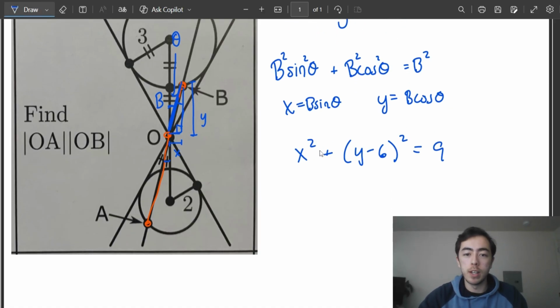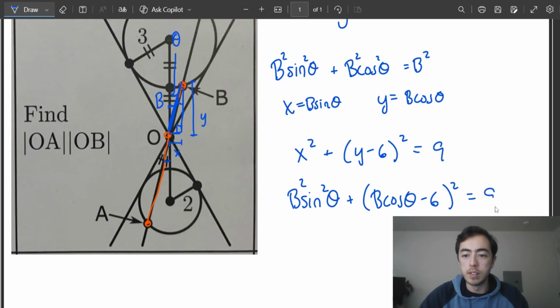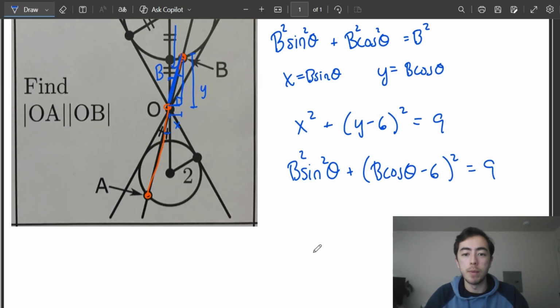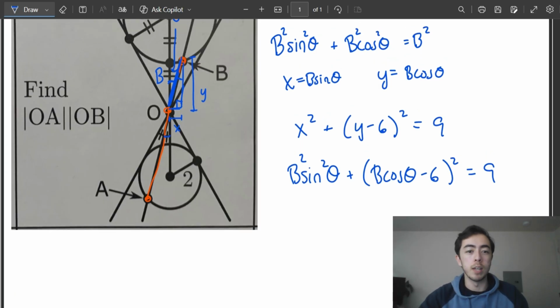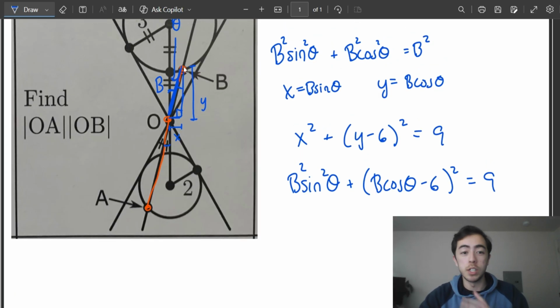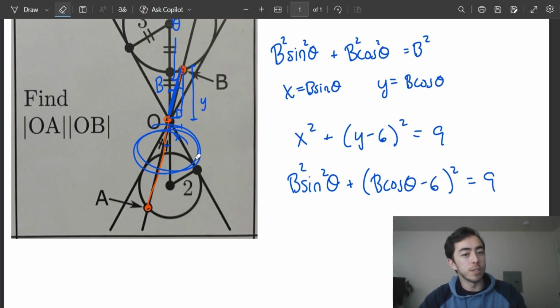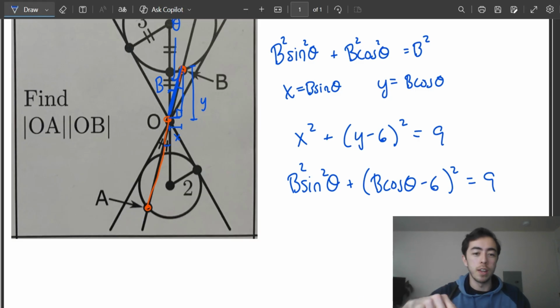So now I can just plug in my b sine theta for x. I'll square it. I'll plug in my b cosine theta for y. I guess I can't square it just yet because of that minus 6. This is still all equal to 9. And my goal here is to strike some kind of relationship with b and theta. Because if I can get b to be just dependent on this theta, that's going to be nice because this is the same theta on the other side. And we can use that theta to relate it to this length of OA.